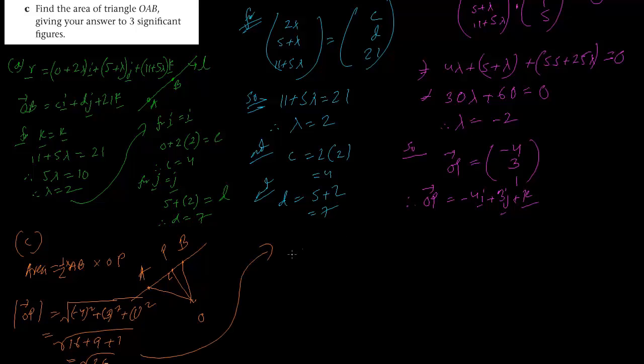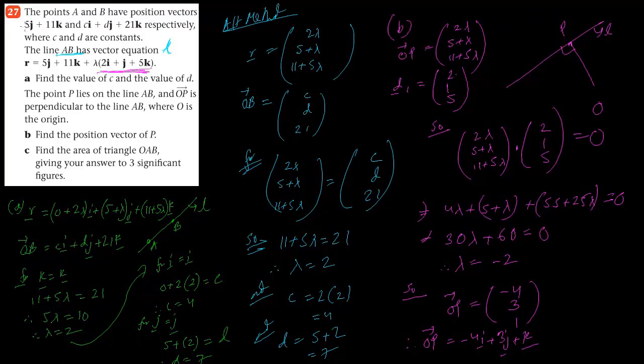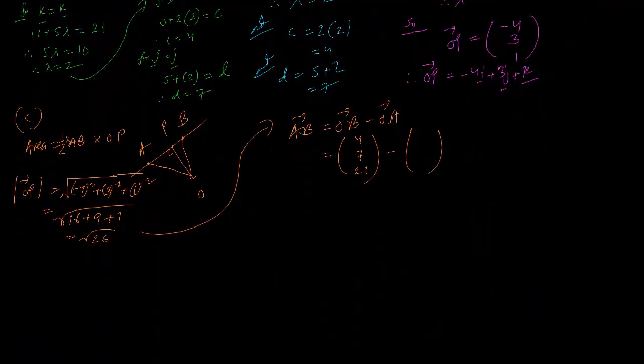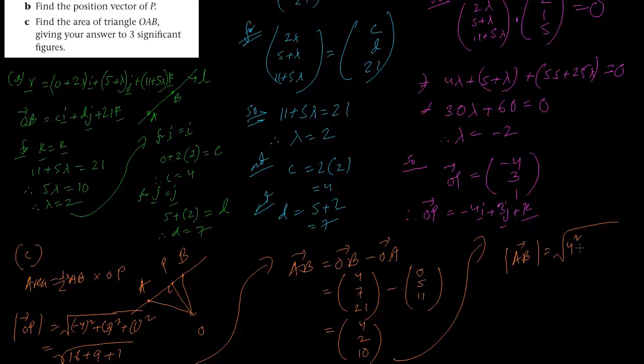Now we have to find the length of AB. First of all, AB equals OB minus OA. So we know what OB is. OB is going to be 4, 7, 21 because c is 4, d is 7, and 21 is the coordinate of k. Now OA is also given. So the position vector of A is 0, 5, 11. So AB turns out to be 4 minus 0 is 4, 7 minus 5 is 2, 21 minus 11 is 10. So the modulus of AB, that is the length of AB, is square root of 4 squared plus 2 squared plus 10 squared. So 4 squared is 16, 16 plus 4 is 20, 10 squared is 100, 120.